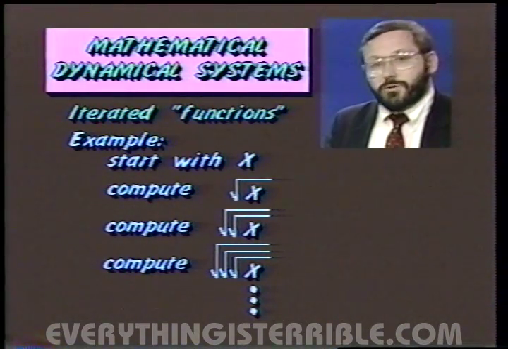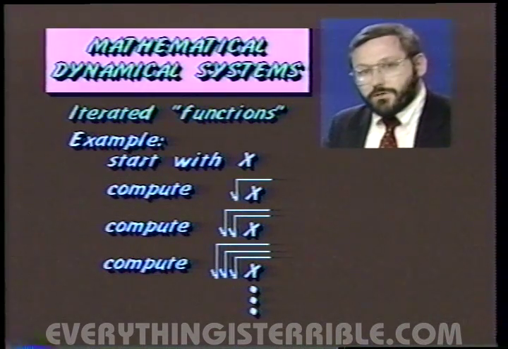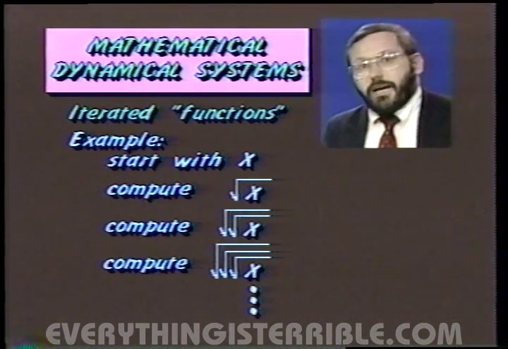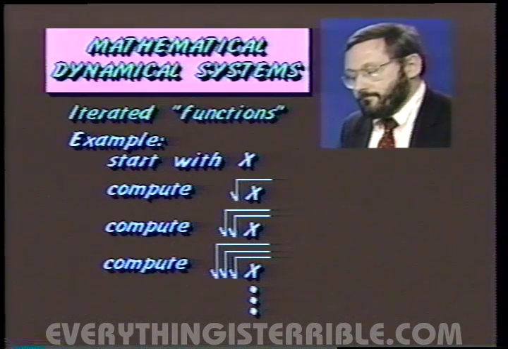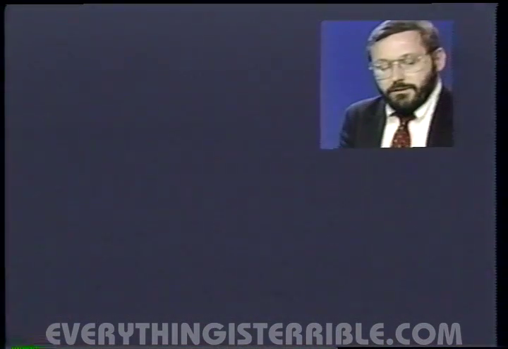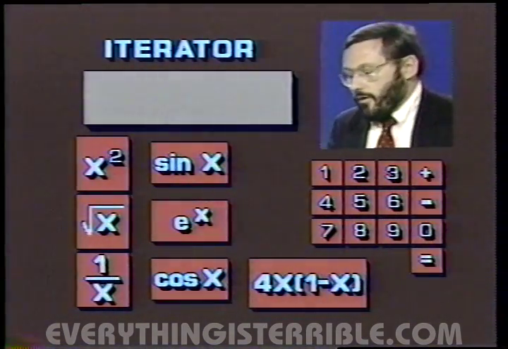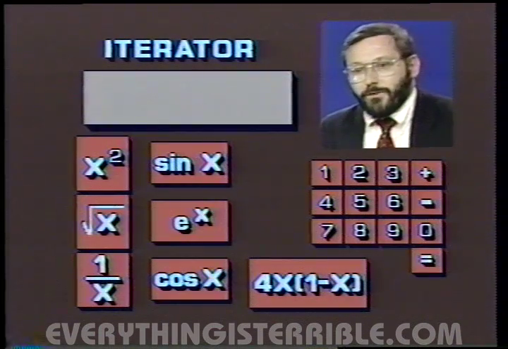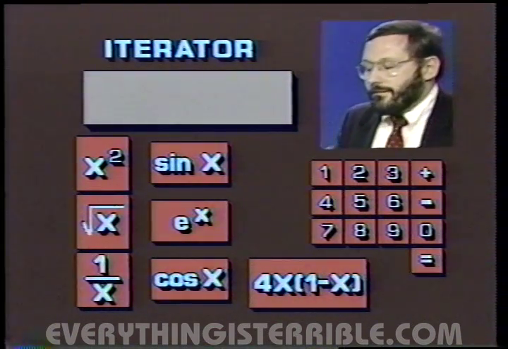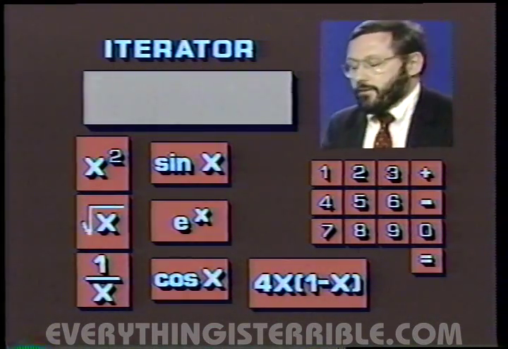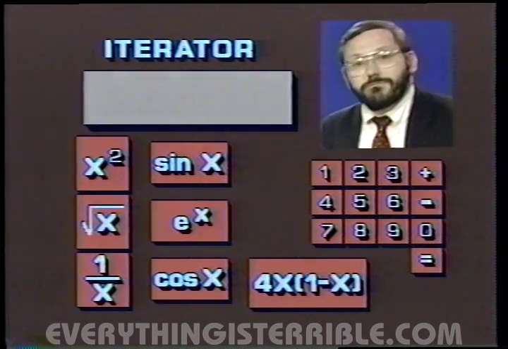And so forth, the square root of the square root of the square root. It's a dynamical system. So to illustrate that, I brought along my own home computer, rather homemade computer. I call it an iterator. X squared, square root of x, 1 over x, etc., which you can iterate.